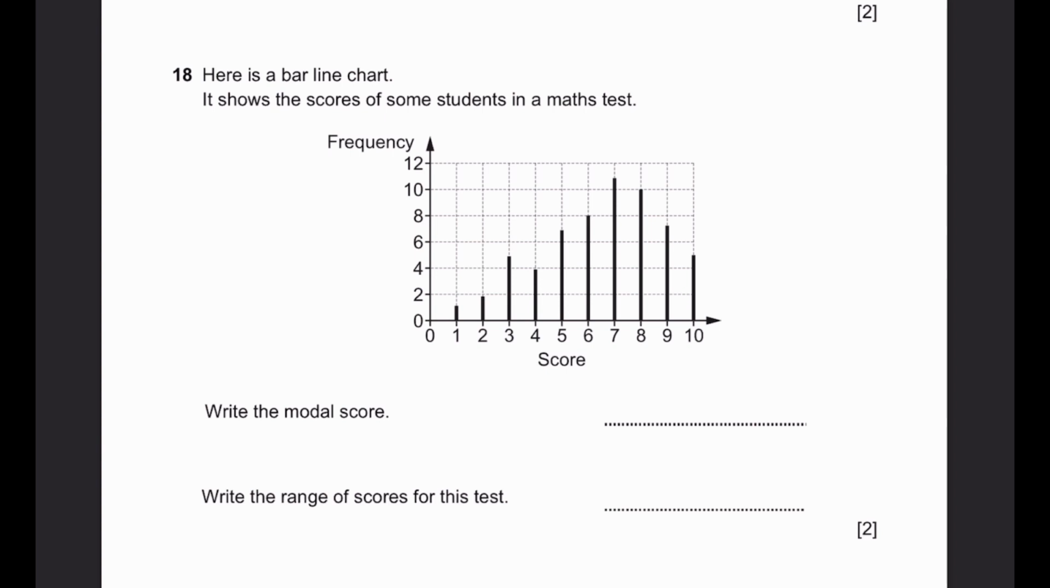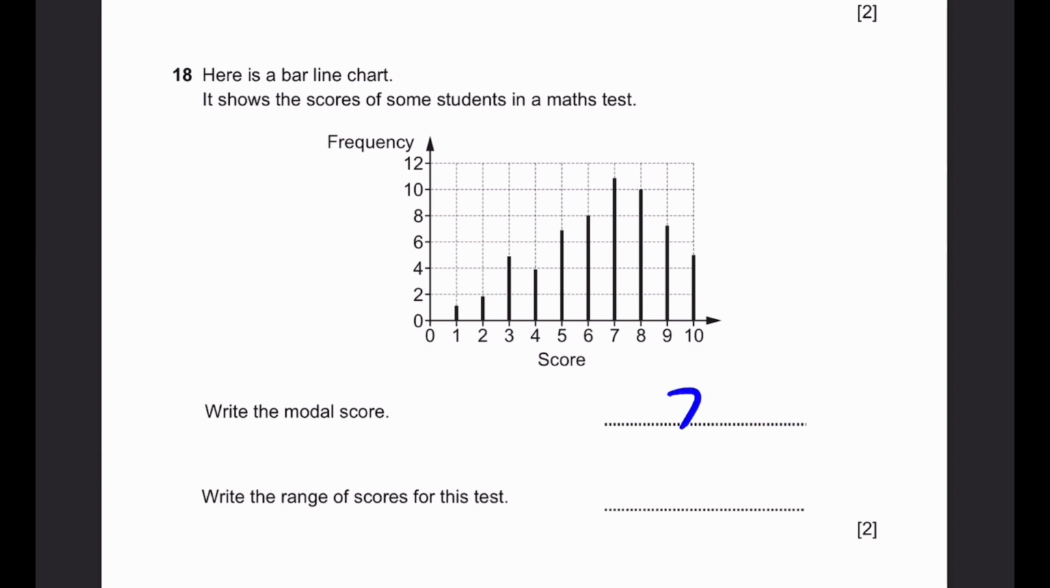Here's a bar line chart. It shows the scores of some students in a maths test. The frequency and score is given. Write the modal score. That means the highest frequency, and the score with that frequency is the modal score. So the highest frequency is 11, and that score is 7. So the modal score is 7.